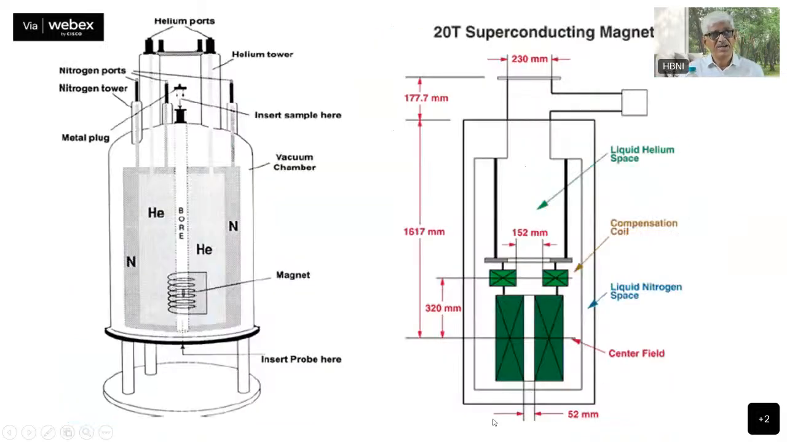Okay, now let's look a little bit more into the magnet. You may not have seen the inside of the magnet. It is not easy to see the inside of the magnet. It is a superconducting magnet. Superconductivity, I suppose you know about superconductivity.